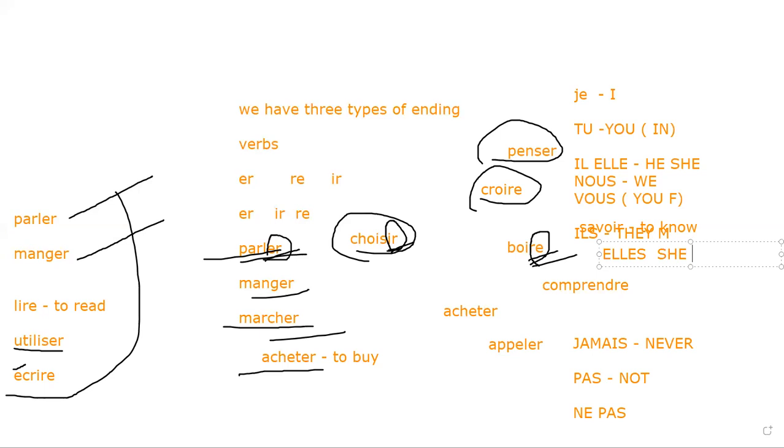Je is to I. Tu is to you, informal. Il is to he. Elle is to she. Nous is to we. Vous is to you, it means you formal. And ils is plural, elles is plural.